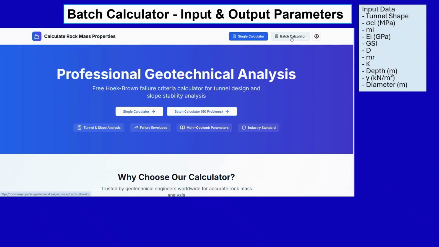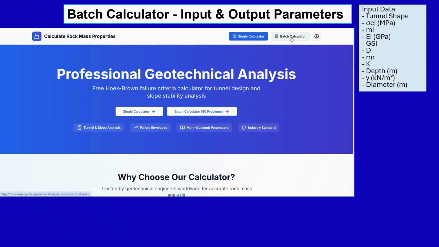In this slide, I will talk about the batch calculator. The batch calculator is ideal for parametric studies where there are varying GSI values, different depths of tunnel, or other parameters. We can also use it if the tunnel section is different along the alignment of the tunnel, and it can also be used for comprehensive analysis between different design alternatives. For that, we need to click batch calculator, where we can extend the problems up to 50 rows.